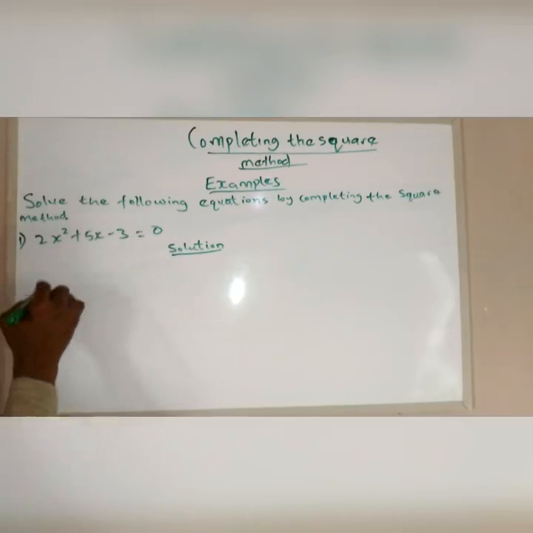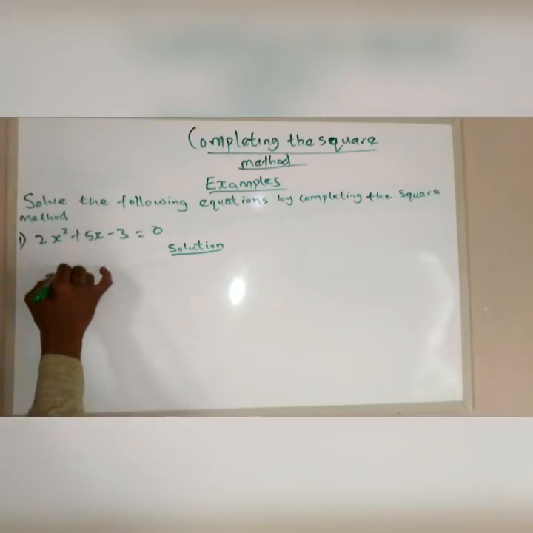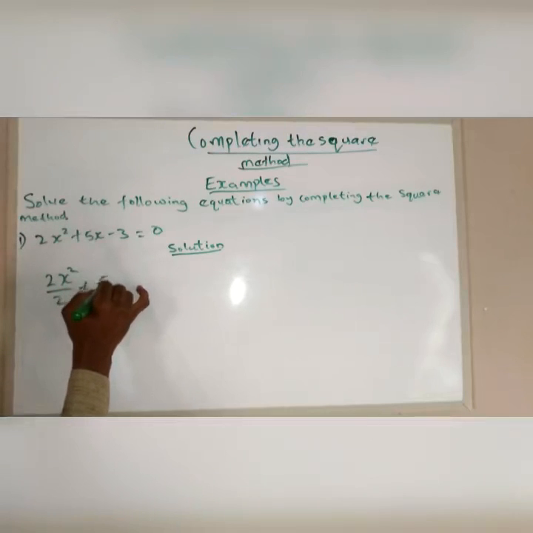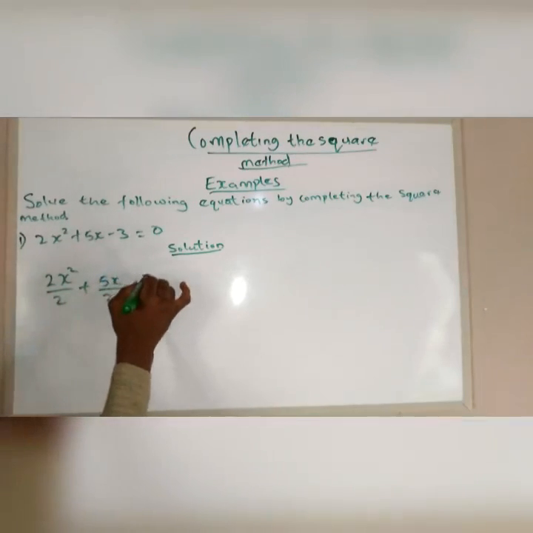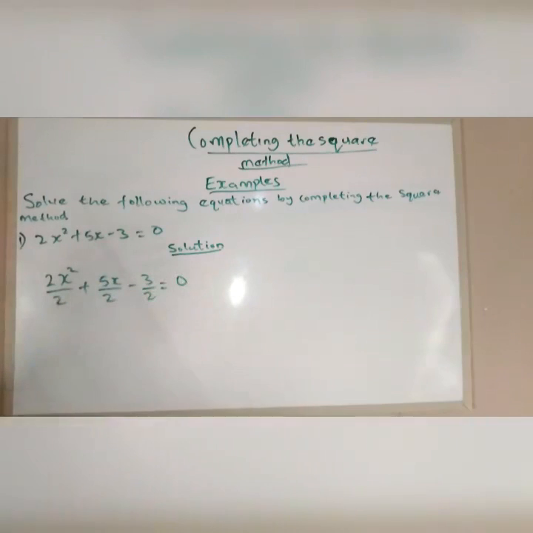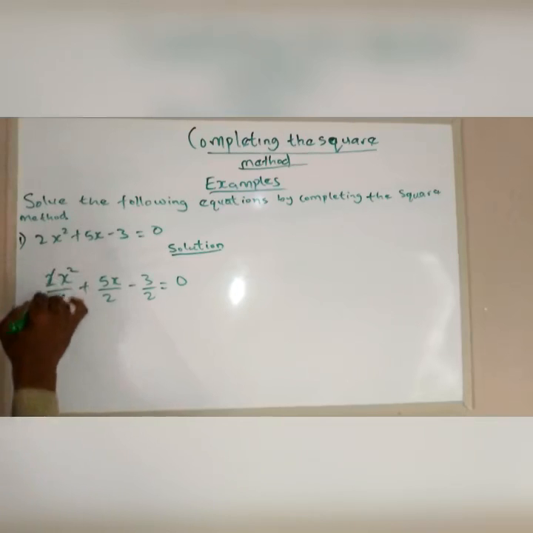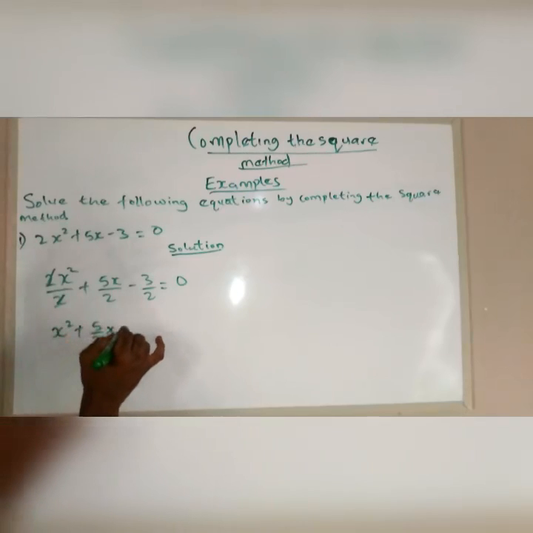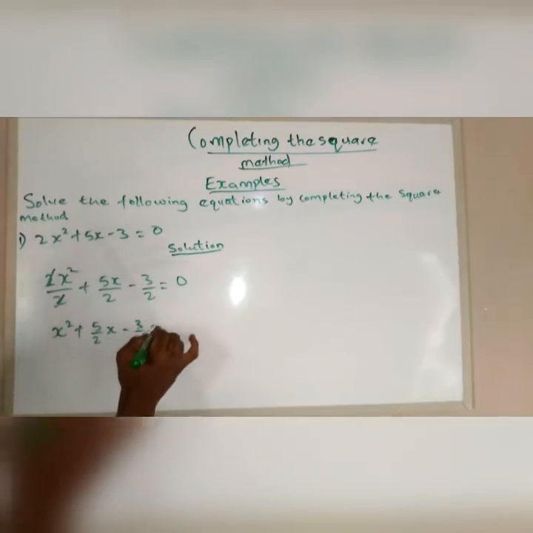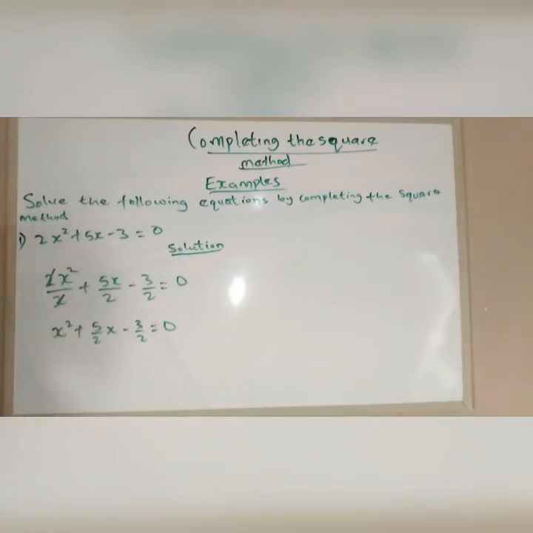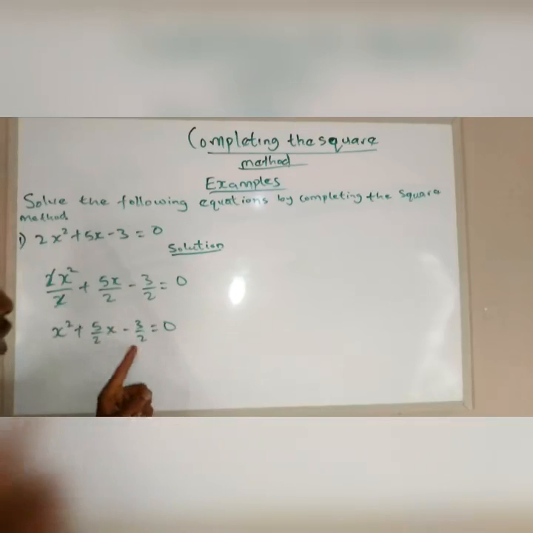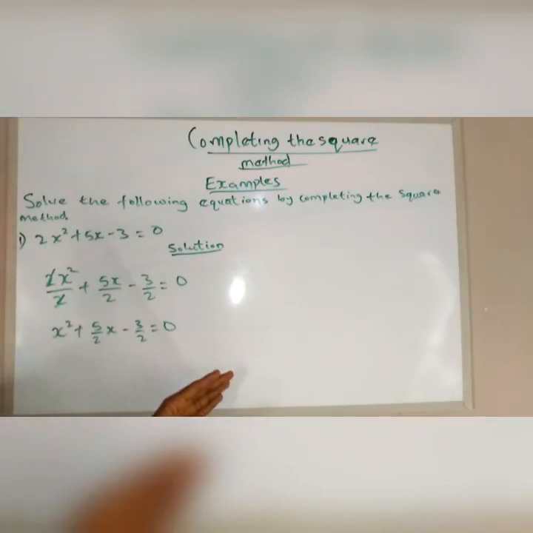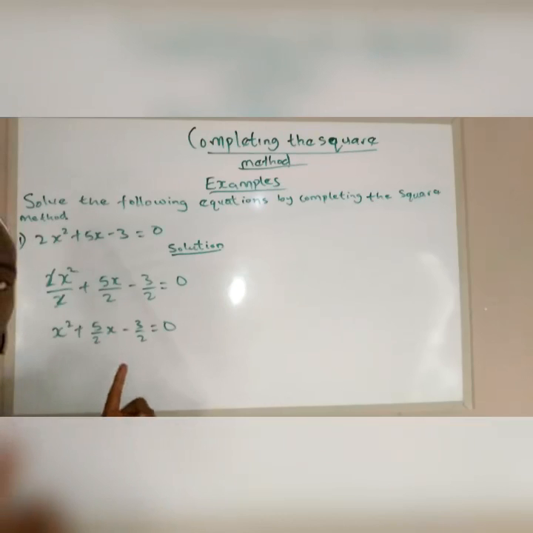to 1. So we have 2x squared divided by 2 plus 5x divided by 2 minus 3 divided by 2 equal to 0. After that, we cancel these 2, so we have x squared plus 5 over 2 x minus 3 over 2 equal to 0. The next step for us to take is to take the constant term, which is minus 3 over 2, to the other side.